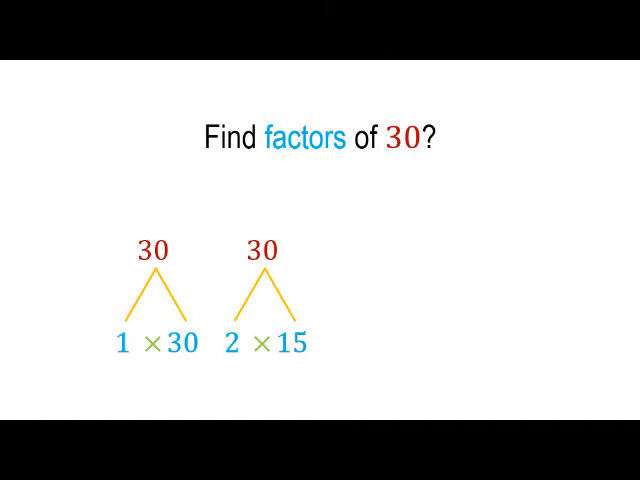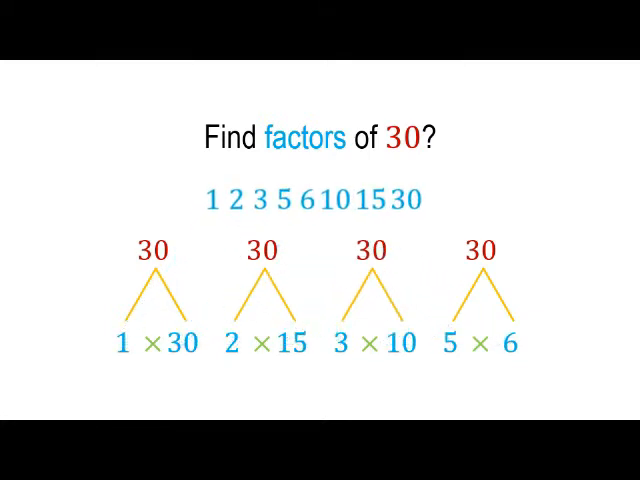Similarly, we can divide 30 by 2 and the quotient is 15. So 2 and 15 are also divisors of 30, so they are also factors of it. The next we have 3 and 10. The next we have 5 and 6. So you can see all of these numbers are the factors of 30 because they all can exactly divide 30, right? 1, 2, 3, 5, 6, 10, 15 and 30. So these all are factors of 30. You have already learned this.